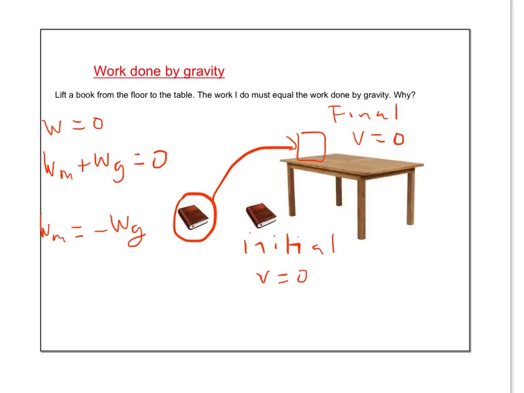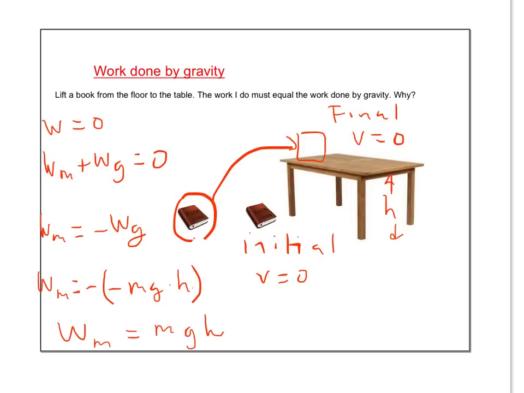Well, what work is gravity doing? Well, gravity is pulling down with a force mg. And the book is going up, so it's in the opposite direction of the force. So the work done by me is negative the work done by gravity, where that is negative mg times h, where h is the height of the table, the distance it moves. So we could simplify that to saying the work done by me equals mgh.